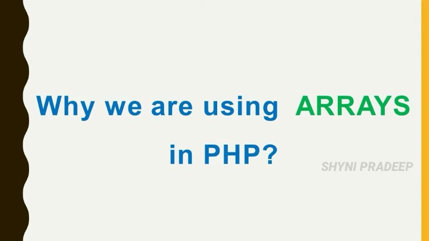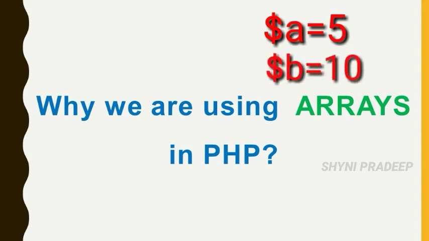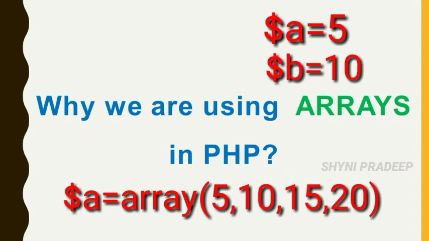In a variable you can store one value, which means a is equal to 5 and b is equal to 10. If you want to store 100 values, you have to create 100 variables. Okay. Which means a is equal to 5, b is equal to 10, c is equal to 15, d is equal to 20, like that. So if you want to store 100 values, you have to create 100 variables for those values. But if you are using an array, you can store multiple values in a single variable. Okay, this is the main use of arrays.